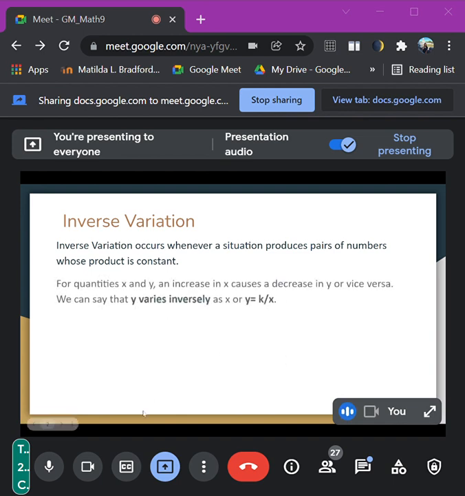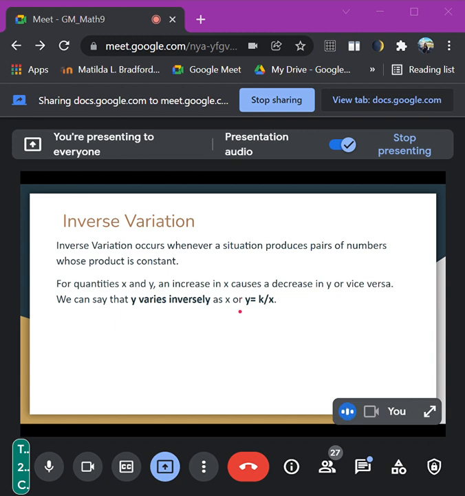Okay, so for quantities X and Y, an increase in X causes a decrease in Y or vice versa. So as what we have said a while ago, kung musaka ang X, munaog ang Y. Munaog ang X, musaka ang Y. So that is inverse. So how do we read our inverse variation? So we can say that Y varies inversely as X.